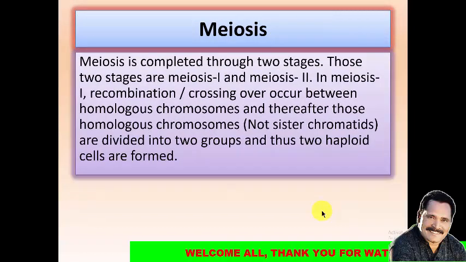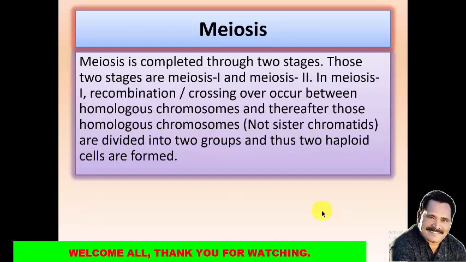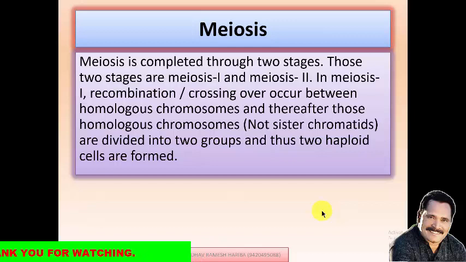Meiosis, as we have seen, occurs only in germ cells, which are present in the gonads. In the completion of meiosis cell division, there is a formation of 4 haploid cells, that is the gametes or the spores, from a single diploid cell, that is the germ cell. Meiosis is a cell division which is completed in 2 stages: meiosis first and meiosis second.